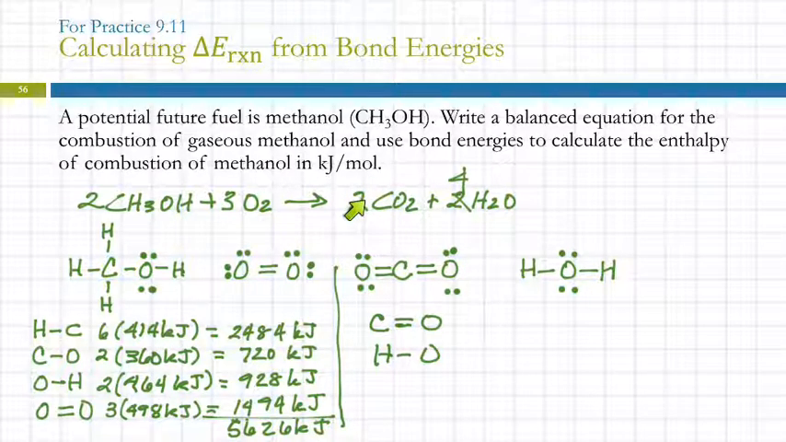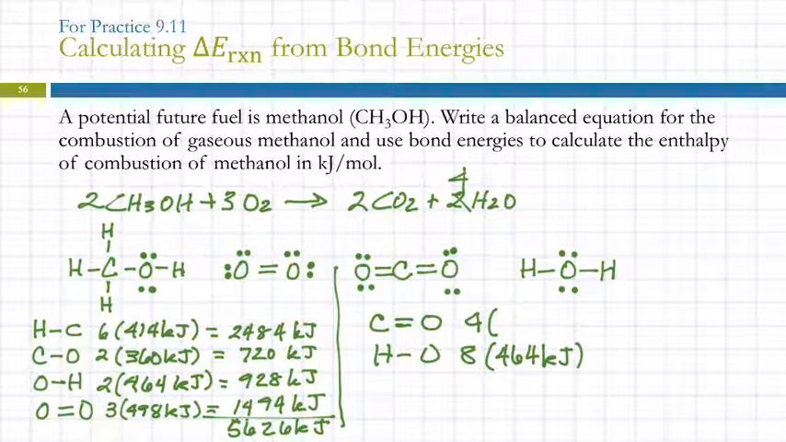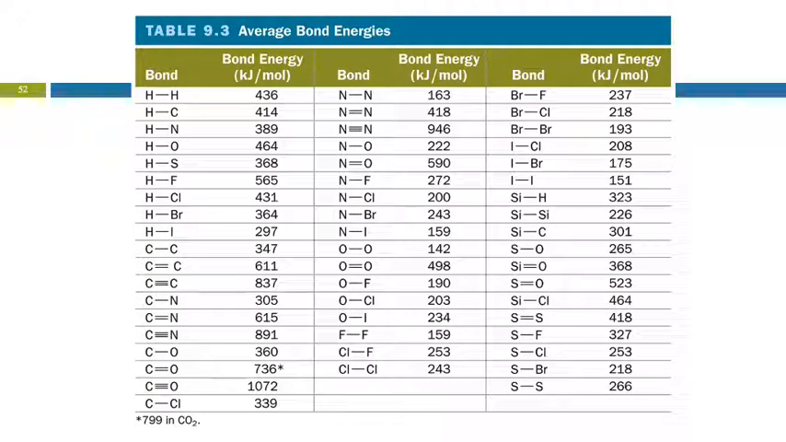We have to figure out how many. We have 2 moles of CO2. Every mole of CO2 has 2 of those bonds. 2 times 2 is 4. So 4 times the energy of that one. In a water molecule, we have 2 of these hydrogen-oxygen bonds. We have 4 water molecules, so there's going to be 8 of those. Now, I already have the hydrogen-oxygen value, so I can put that one in. That's 464. But I need the carbon-oxygen double bond in carbon dioxide. And that's the one at the bottom, 799.